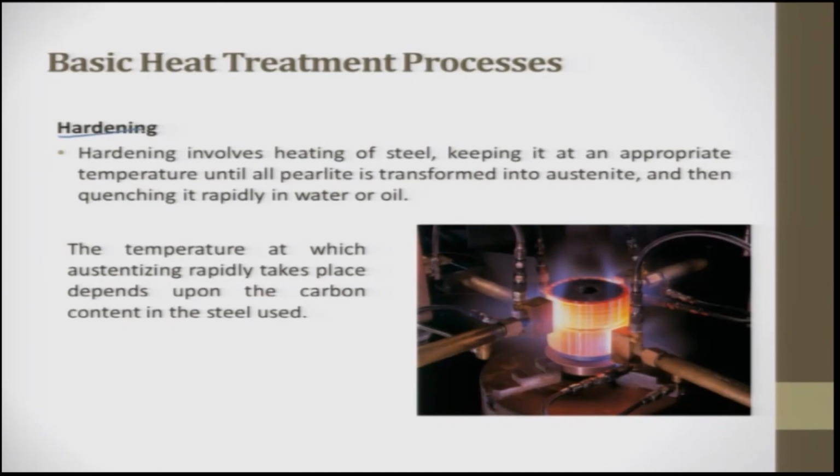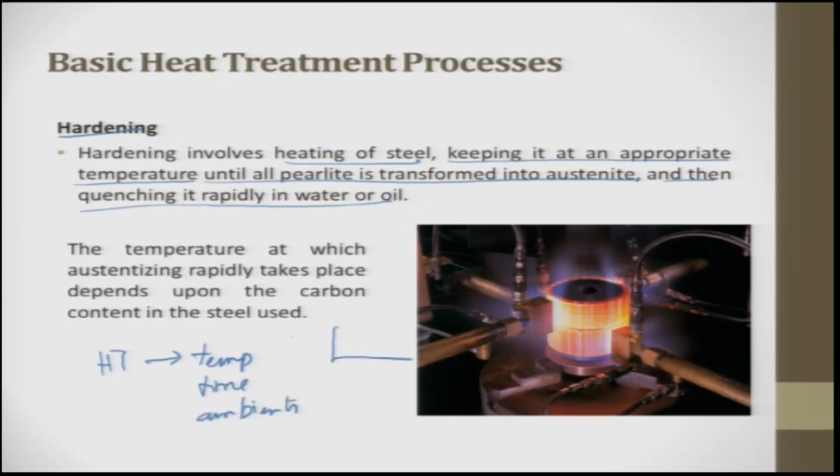So, the hardening, which involves heating of steel and keeping it at an appropriate temperature until all the pearlite is transformed into austenite, and then quenching it rapidly in water or oil. Basically, what we are trying to demonstrate here is heat treatment, wherein temperature, time and ambience are important. So, you see that there is a temperature-time cycle.